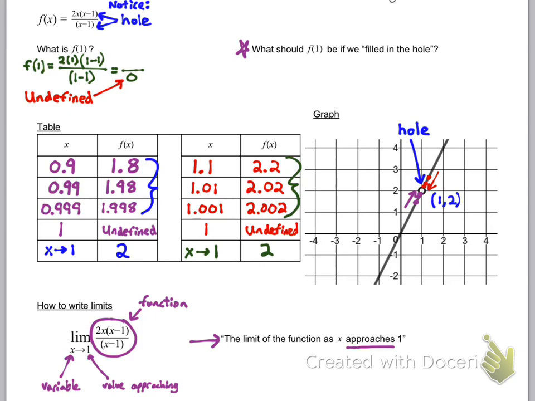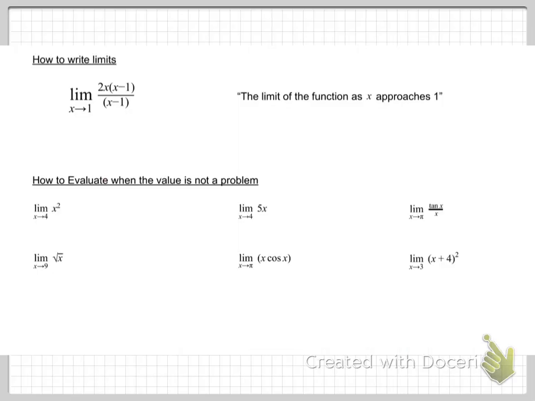and trying to tell how the function behaves as you get really, really close to the value 1, both from the left side, like 0.9, 0.99, 0.999, and from the right side, like 1.1, 1.01, 1.001. All right, so that's how we write limits. Let's look at some limits, okay?